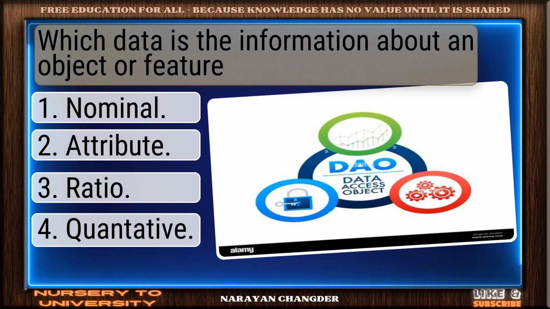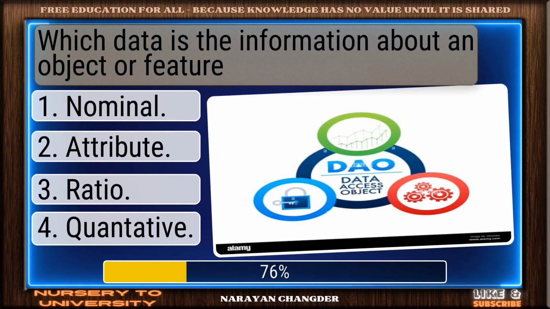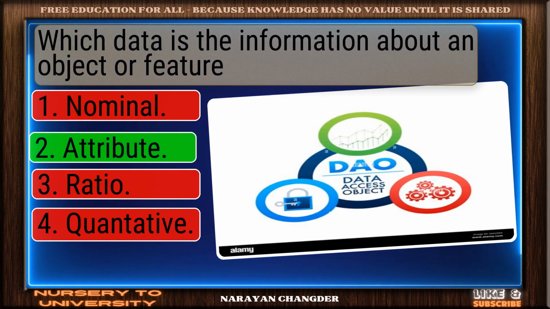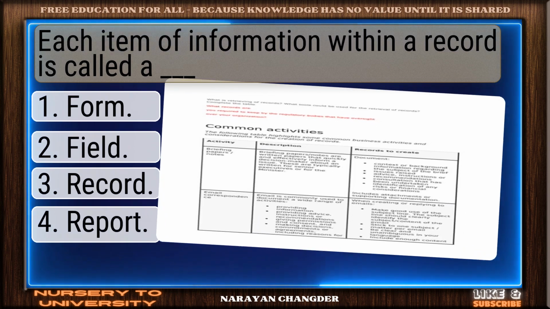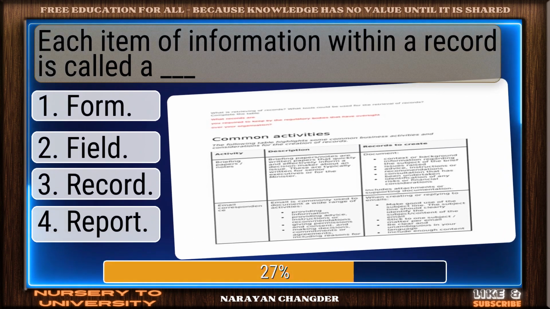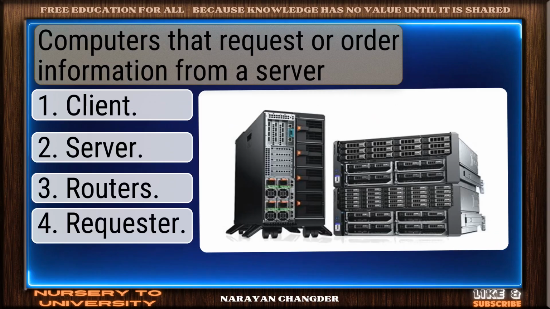Which data is the information about an object or feature? You got it. Attribute fits. Each item of information within a record is called a dash. Bravo. Field is the answer.